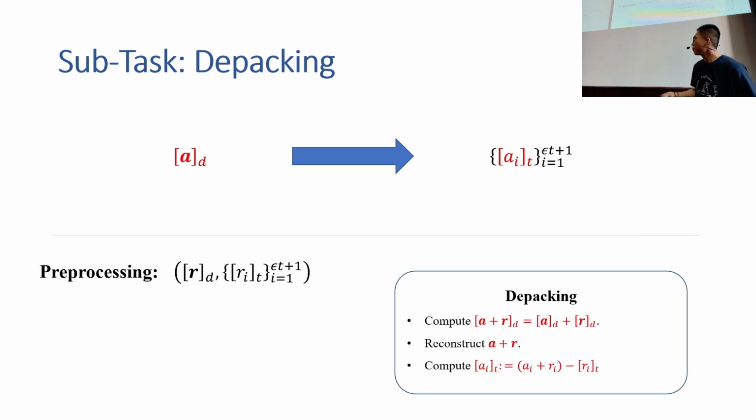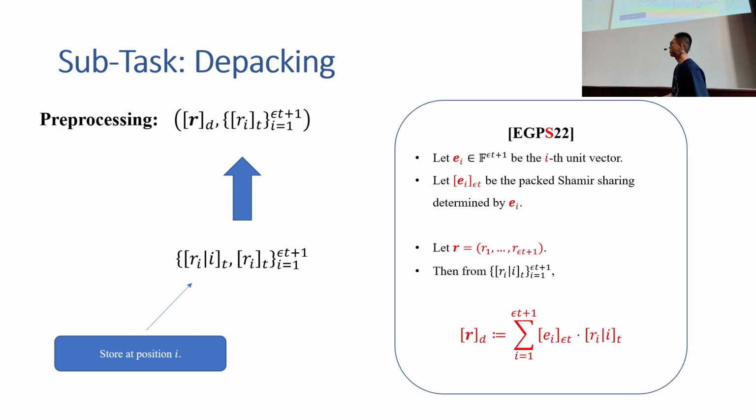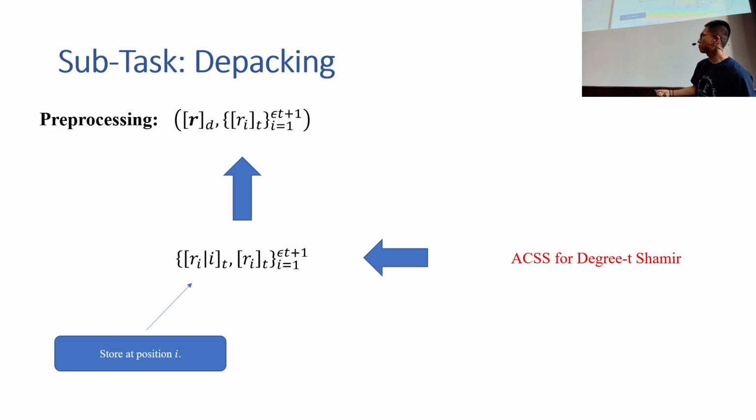And here we just use the previous observation that you can prepare this kind of random data by only preparing degree T Shamir secret sharing. And this can be done by using the ACSS protocol again. So let me just skip this part. You can check our paper, it's not very difficult.